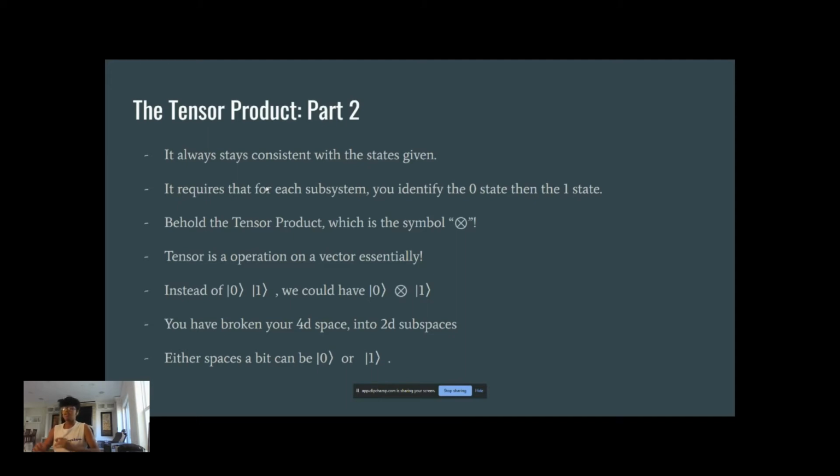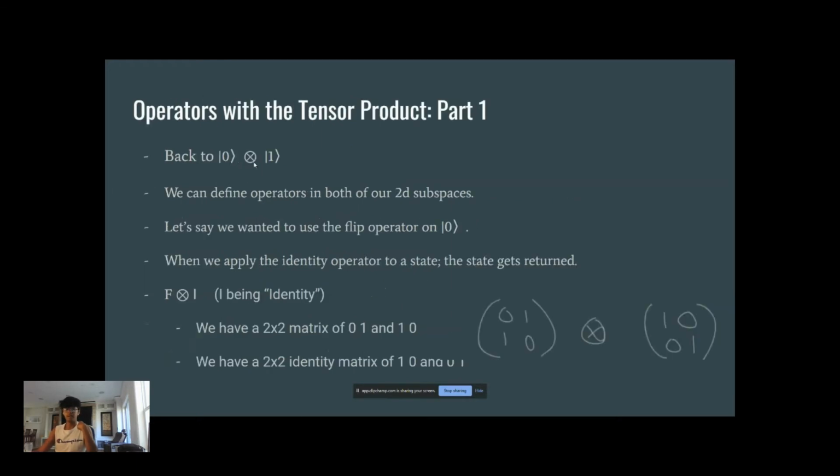And now that you have broken your 4-dimensional space into 2 subspaces, either bit can be a 0 or 1, right? So now back to 0 tensor 1, we can now identify and define operators in both of our 2D subspaces. So in either of the subspaces, we can do as many operators as we want. So let's say we wanted to use the flip operator on 0, then we could also use something called the identity operator. Now, side note, when we apply the identity operator to a state, the same state gets returned. So literally, it's the identity of a state, right?